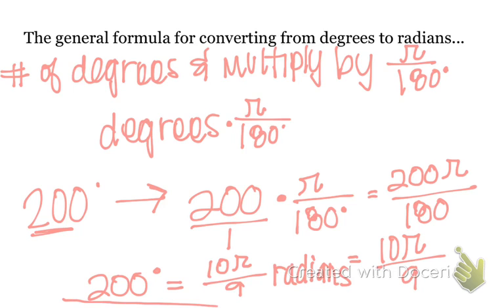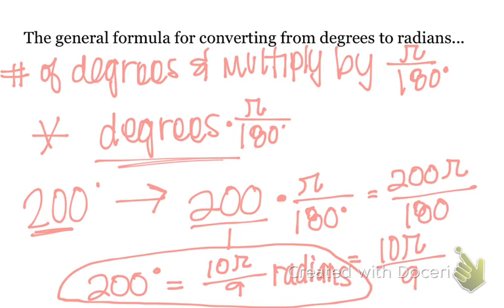So that's how we convert from degrees to radians. This right here is what I really want you guys to know. To convert from degrees to radians, you have to take the degrees that you're given and multiply by pi over 180. That will give you the radian measure. So these are the same measure, the same angle measure. This one is 200 in degrees, and this is in radians. That's the only difference.